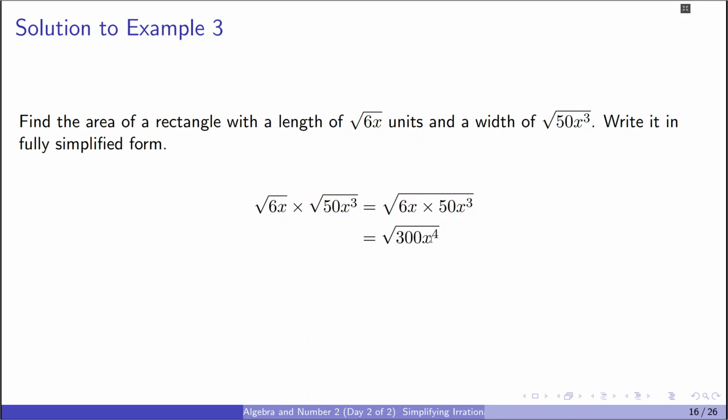Here we have the correct entire radical. We need the mixed radical. So that factor of 100 is a perfect square, comes out to become 10. X to the fourth comes out to become x squared. We're left with only a root 3 inside.